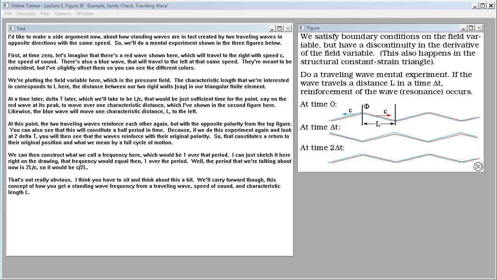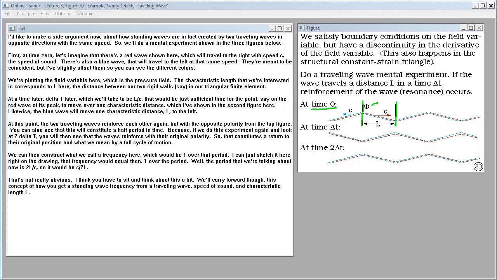First, at time zero, let's imagine that there's a red wave shown here which will travel to the right with speed c, the speed of sound. There's also a blue wave that will travel to the left at that same speed. They're meant to be coincident, but I've slightly offset them so you can see the different colors. We're plotting the field variable here, which is the pressure field. The characteristic length that we're interested in corresponds to L here, the distance between our two rigid walls, say in our triangular finite element.